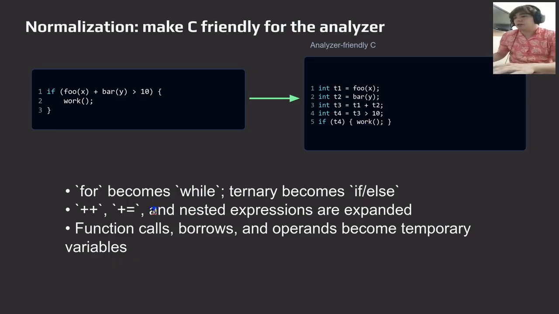So all ternaries turn into if-else, which I actually personally like. I'm not really a big fan of ternaries. Most for loops basically become while loops, and for function calls, you basically always want to put them into some temporary variable, which makes it easier to debug.